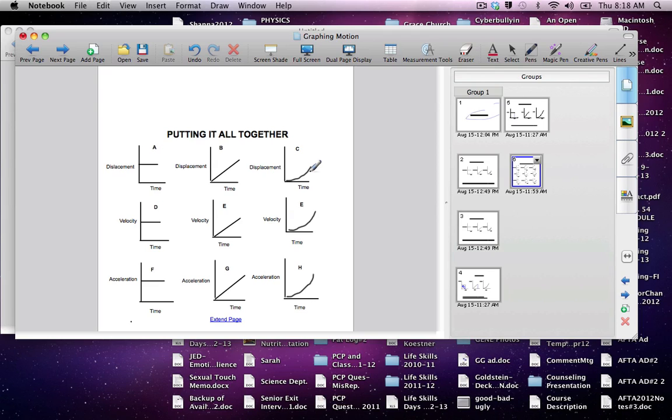I know there'll probably be some questions about that later. So that's the first pass that we're going to take at looking at motion on graphs, and we'll continue.